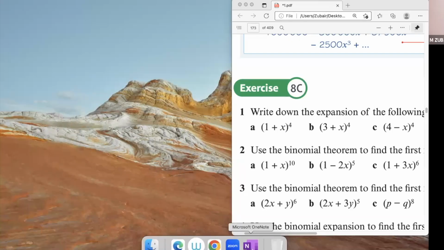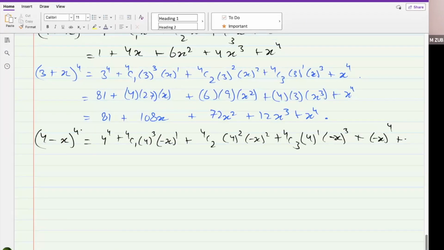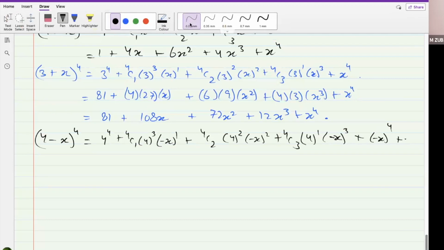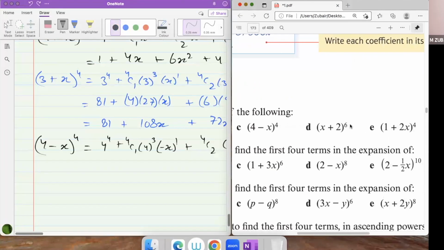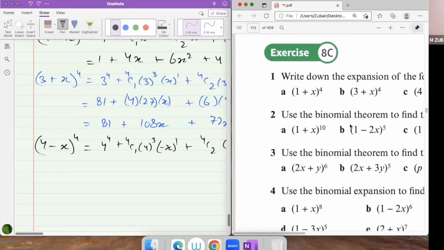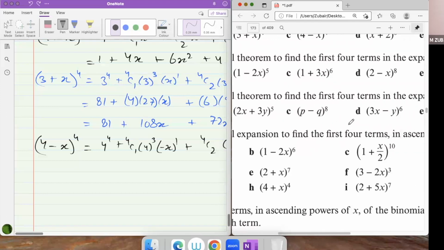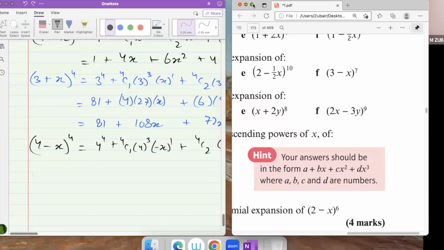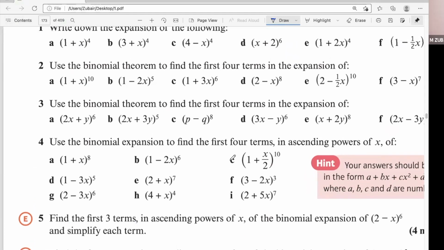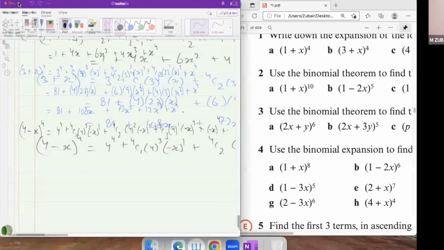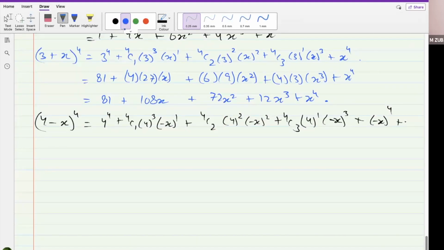Let's try another example. Let's choose a bigger question, for instance this 4(f) part: question 4, part f, 3 minus 2x, and this is cubed.